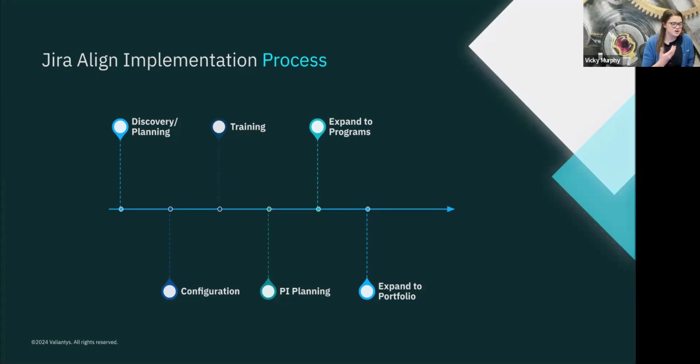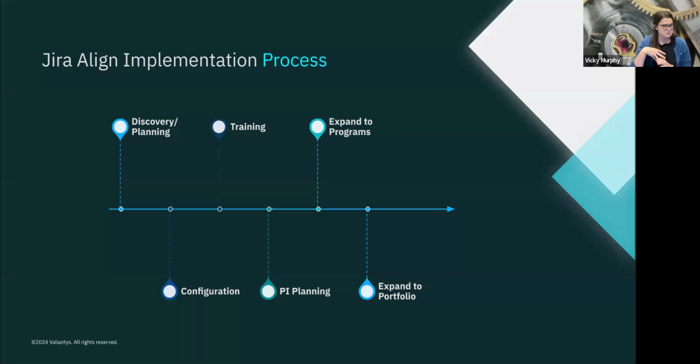Typically, if you talk to any partner about implementing Jira Align, these will be the phases that they will talk about. Going through some discovery and planning, configuring your system, doing some training, going through one of those PI planning events with Jira Align. And that's usually in that first 3 to 6 months. After that, then we start to expand into more programs and expand into the portfolio.